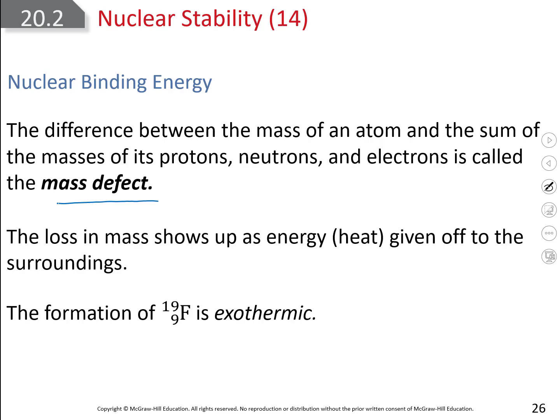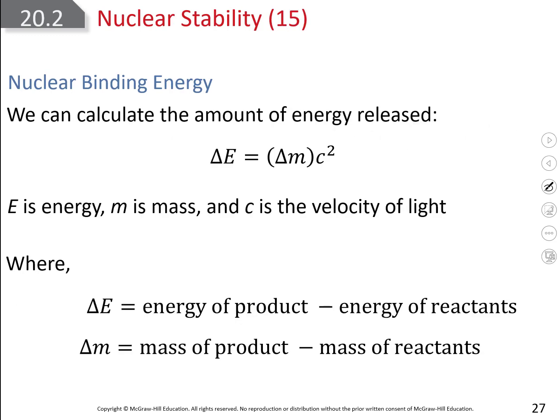Now, to form this isotope, it's going to release a lot of energy. So it's going to be exothermic, releasing a lot of energy to form this isotope. To calculate exactly how much energy is released, we're going to use E equals mc squared, but we're going to put it in terms of a change. So delta E is equal to delta m, and that's our mass defect that we just calculated, times c squared.